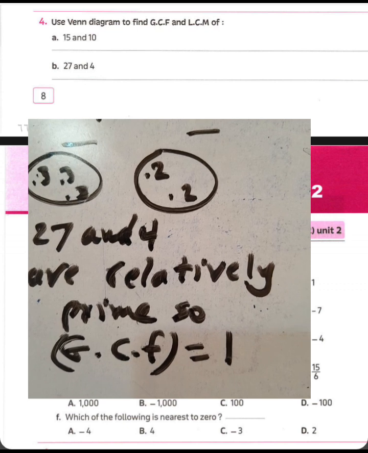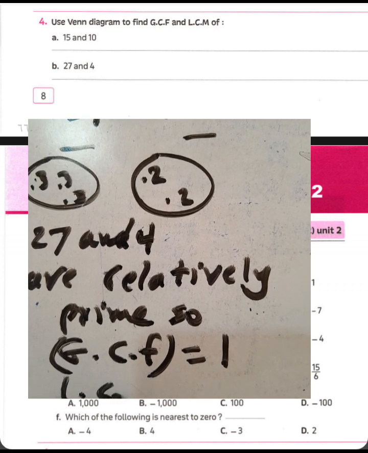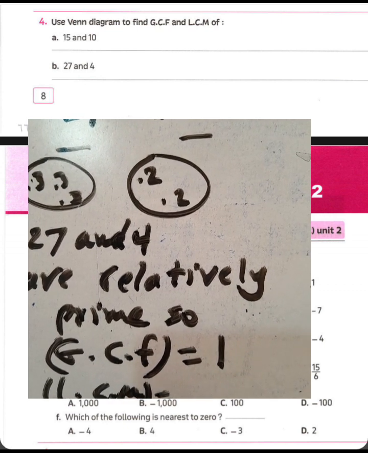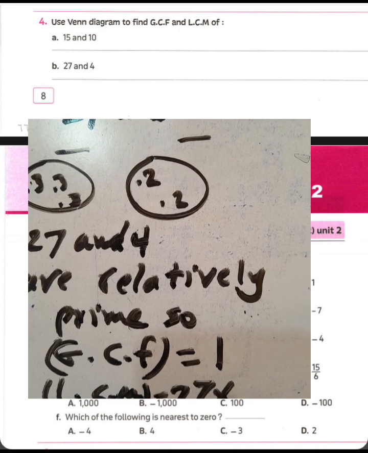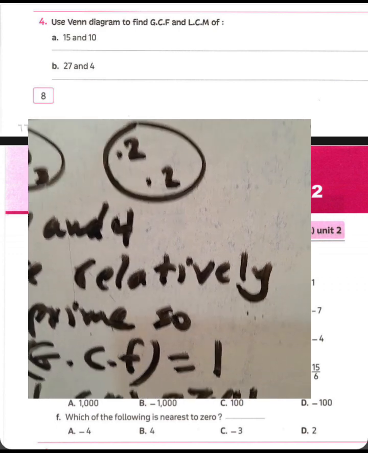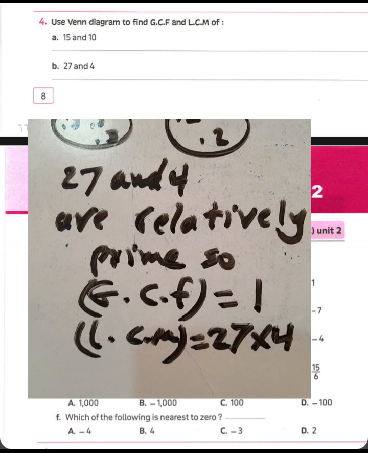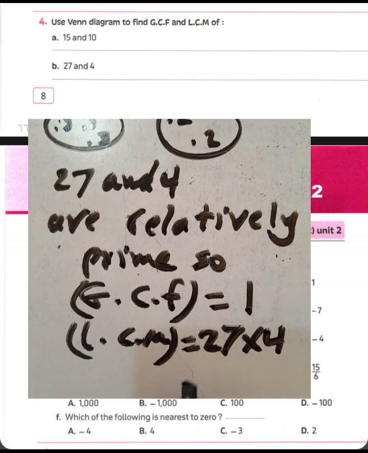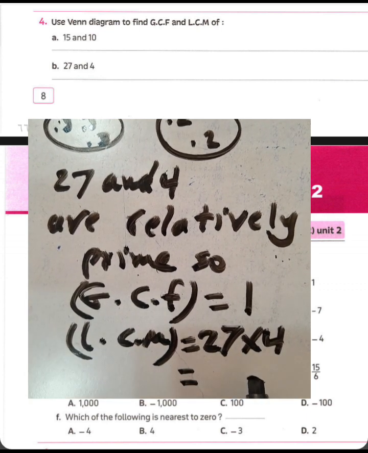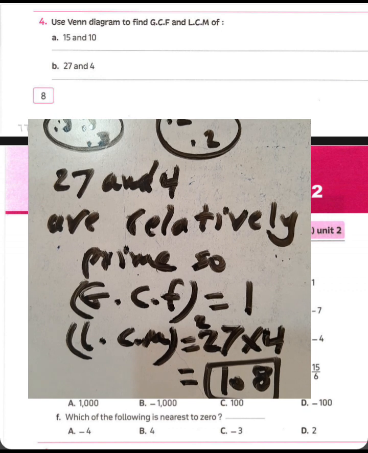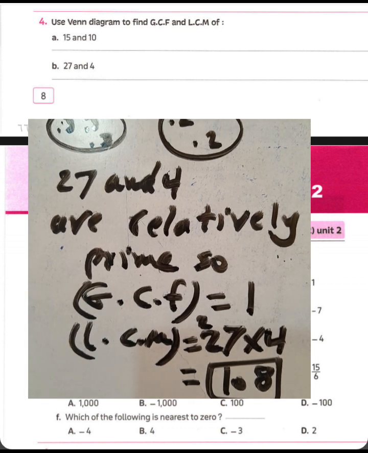And the least common multiple between 27 and 4. We can find the multiplication between them to find the least common multiple. 27 times 4, well, what? 4 times 7 equals 28, right? 8 and carry 2. 2 times 4 equals 8 plus 2 equals 10. And the least common multiple between them equals 108. Understood, my students?